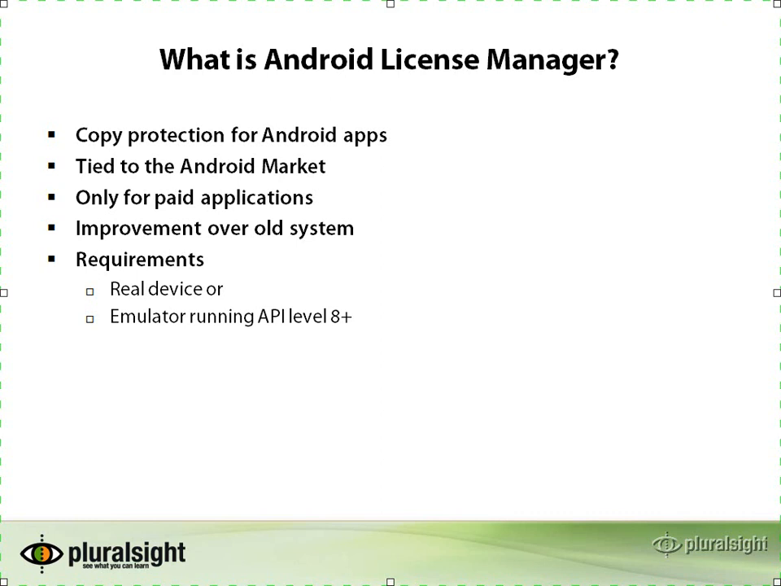And like I said before, it is a big improvement over the old system. It's a lot more complicated to implement, but I'll show you how to do that. But it really is a lot better than what they had before. And the only requirement is that you either need to have a real device or you need to have your emulator running API level 8 or higher for support of the Android License Manager. You can still test your app if you don't have an emulator running that high level API, but you're not going to be able to test the licensing functionality. You just have to disable it when you run your app.